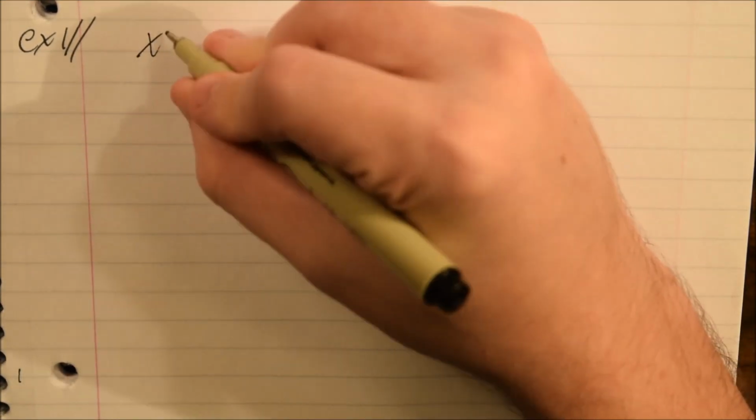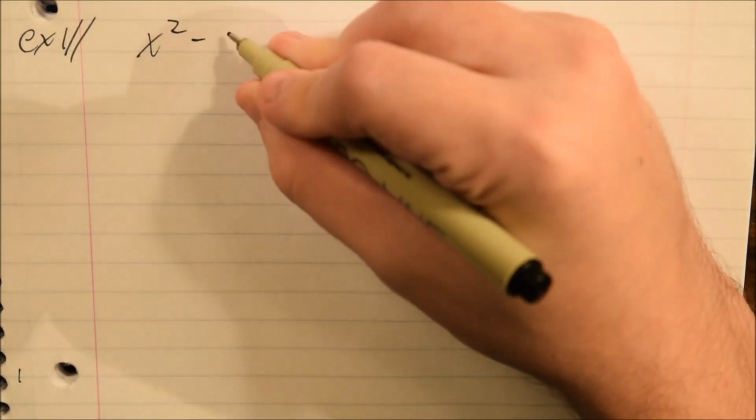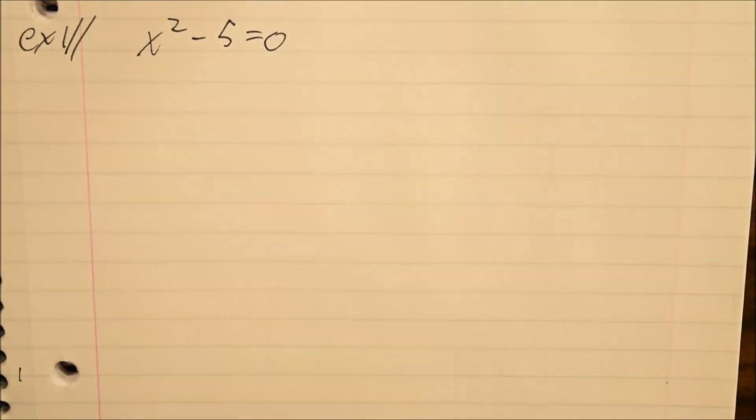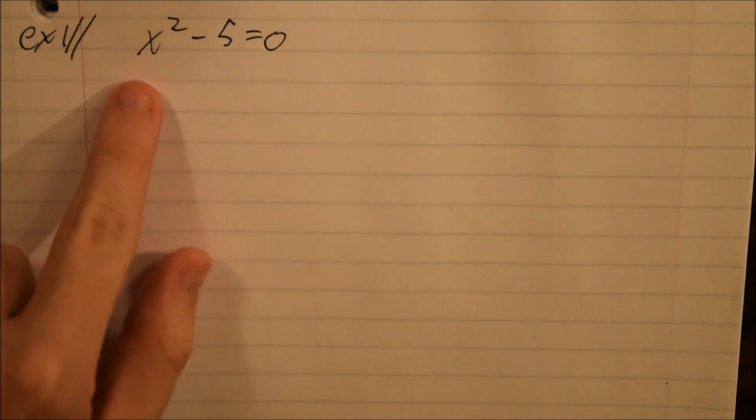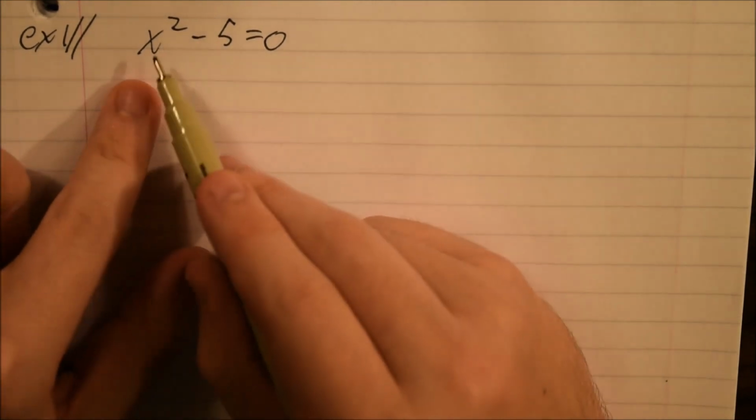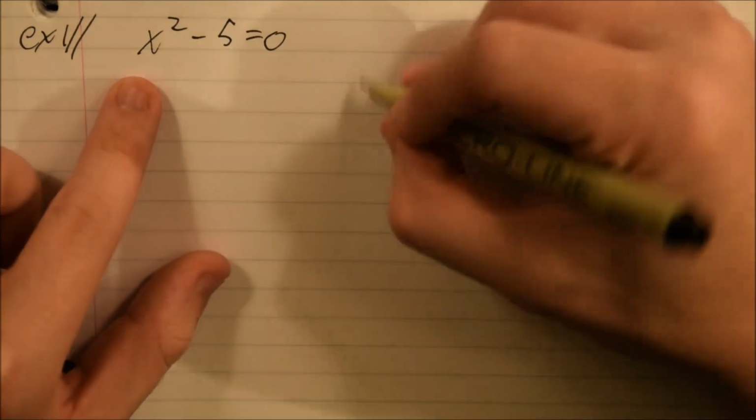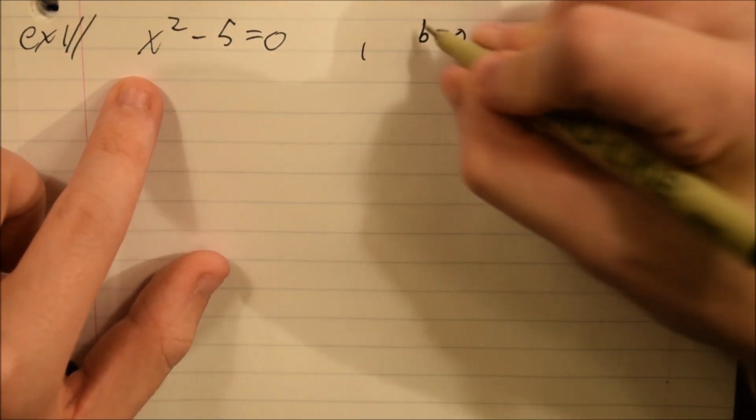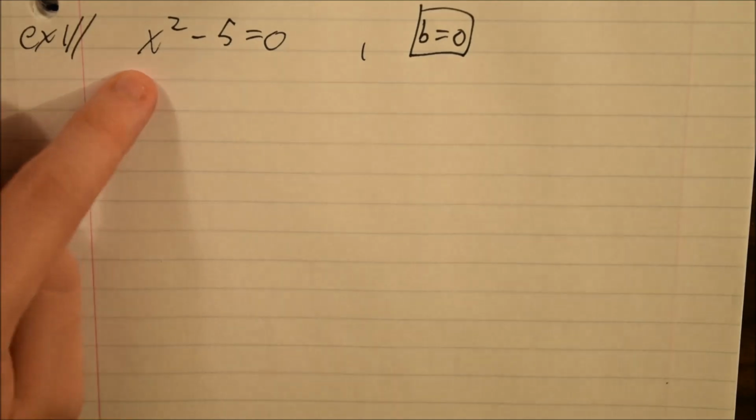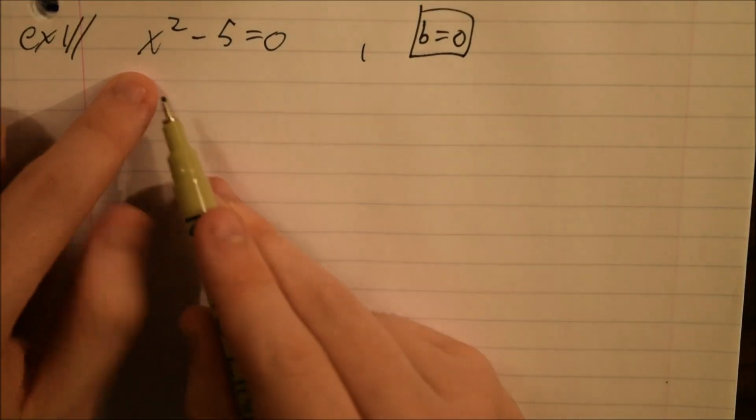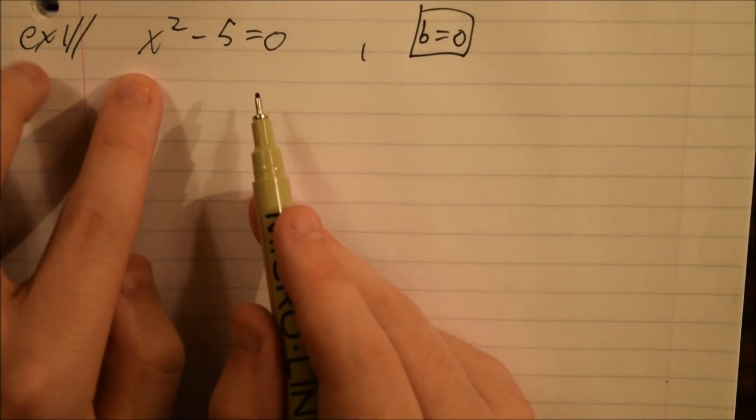Alright, so this first example is going to be x squared minus 5 equals 0. Now, let's notice that this is actually a quadratic equation because I have an x squared term, and there's no x term, right? B is 0 here. And because b is 0, I can just solve for x immediately.